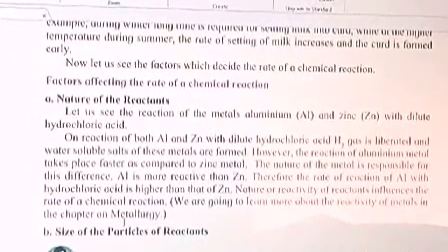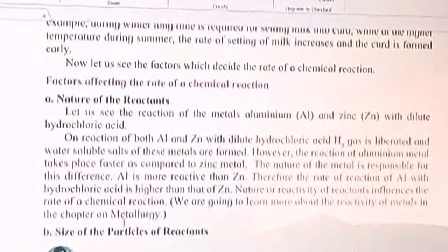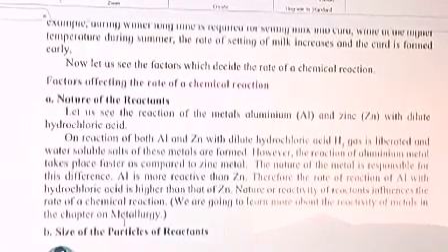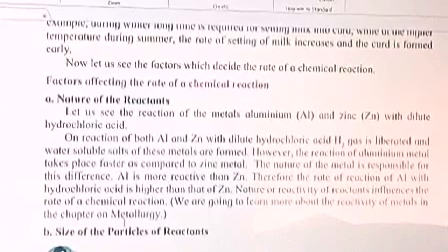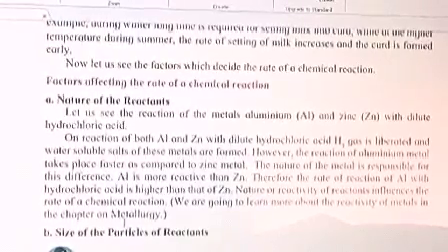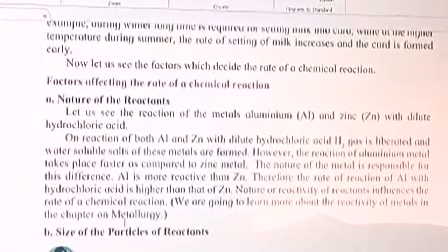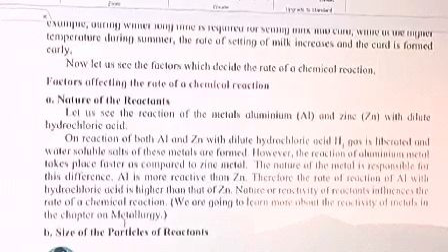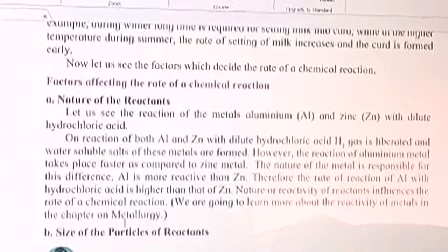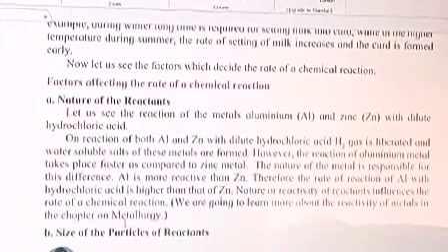The rate of chemical reaction depends upon the nature of reactants. For example, aluminium metal and zinc metal both react with dilute sulfuric acid. When aluminium reacts with hydrochloric acid, it forms aluminum chloride and hydrogen gas is released. When zinc reacts with hydrochloric acid, it forms zinc chloride and hydrogen gas is released. In both reactions, hydrogen gas is released.